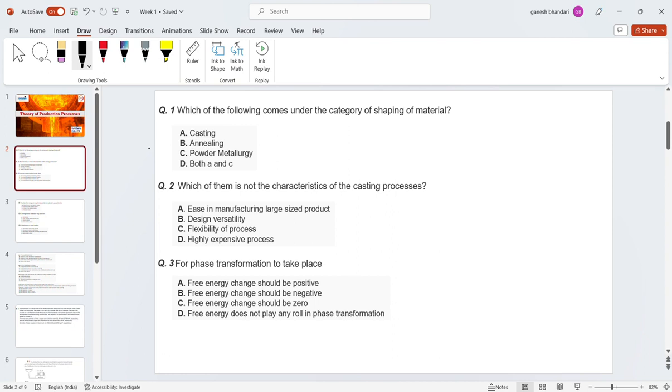Whenever you are studying for a particular exam, understand that term: what it is, how it is derived, and what its application and significance are. That's all. You can crack any exam. That's what I suggest. Okay.